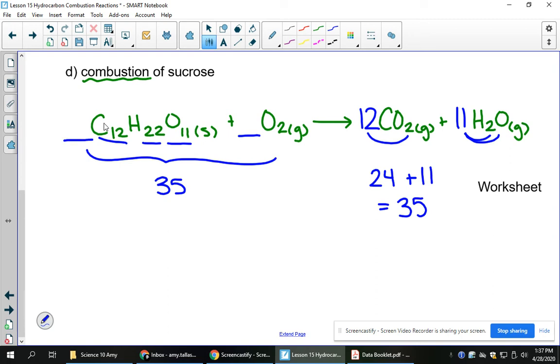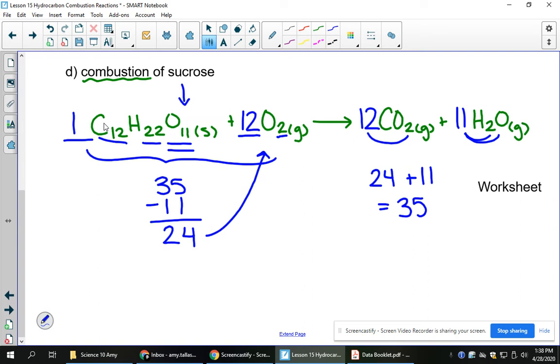I don't want to put a number, other than a 1, of course, in front of sucrose because my carbons and hydrogens are already balanced. So if I can leave it as a 1, I don't disrupt all the work that I've done on the product side already. So what I have already counted is 11 oxygens. So I don't need 35 on this side. I'm going to subtract 11. I need 24 oxygens right here to add to the 11 that I already have and balance the equation. 24 divided by 2 is 12.